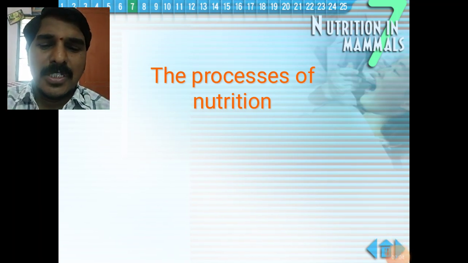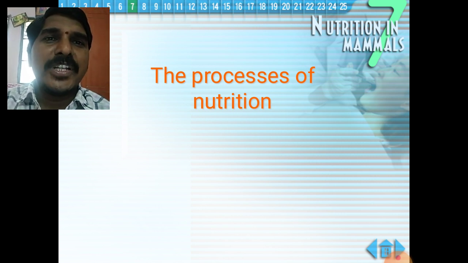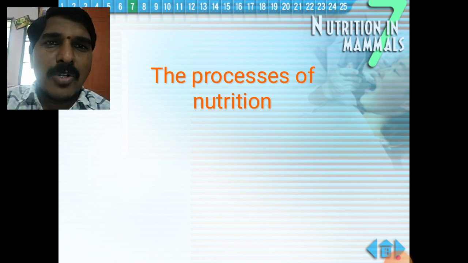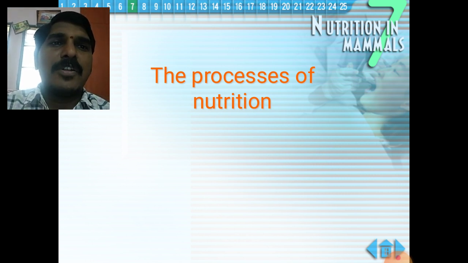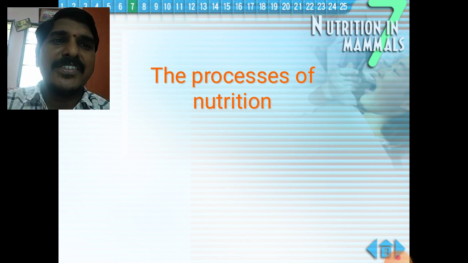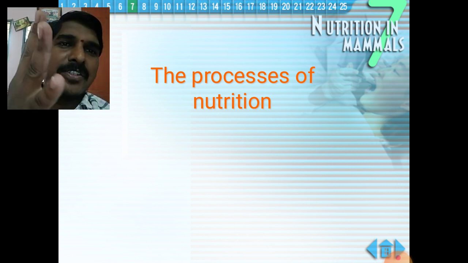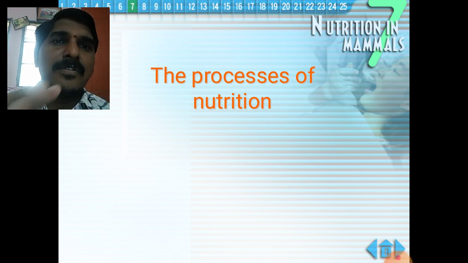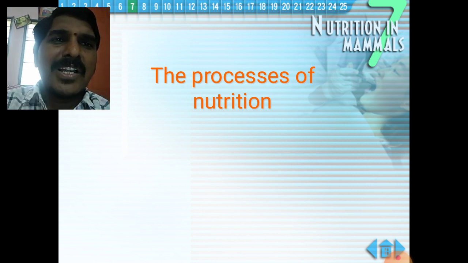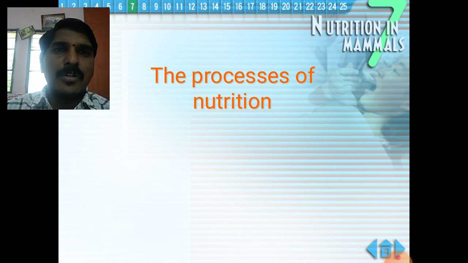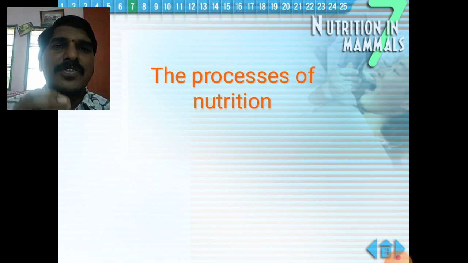Today we are going to learn about nutrition in animals. The process of nutrition in animals. In the previous class, we have learned that our food contains carbohydrates, proteins, fats, vitamins, minerals, etc. But they cannot be utilized by our body directly because they are complex. Therefore, they must be converted into simple form.